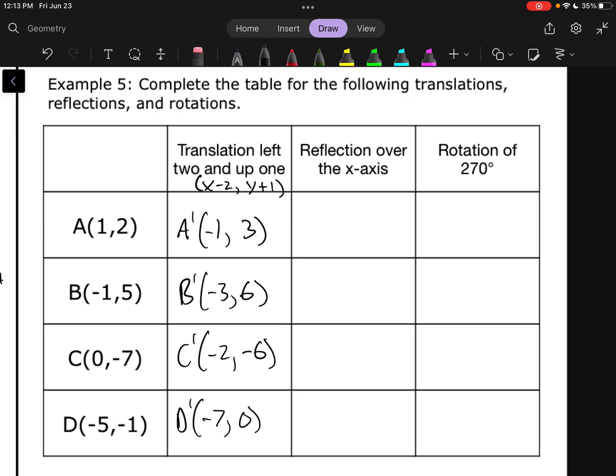Now let's take those and reflect those over the x-axis. To reflect over the x-axis, it was x, negative y.